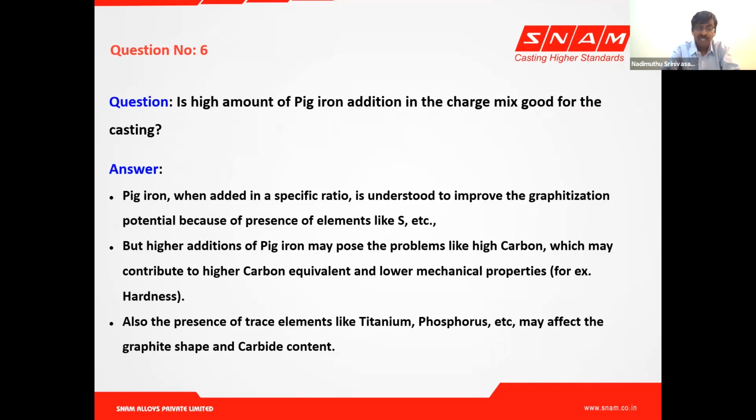But a higher addition of pig iron may pose a problem of higher carbon, and you must have finer control of your carbon equivalent. Otherwise, this high carbon equivalent can give you lower mechanical properties. Also, there are other elements like titanium and phosphorus present in the pig iron, which can affect the graphite shape and also result in carbides.